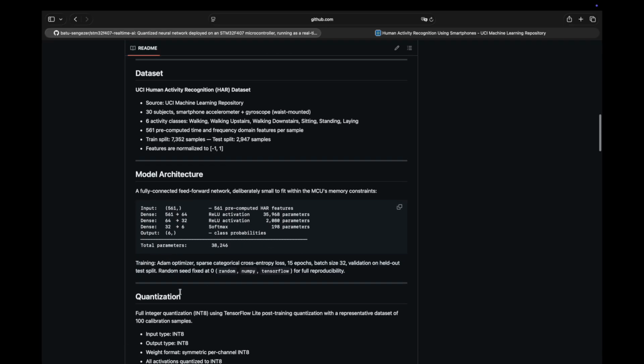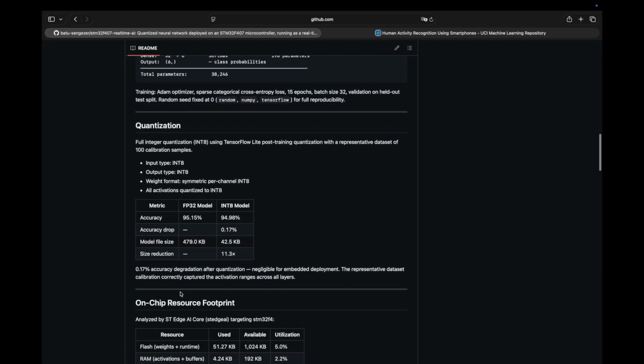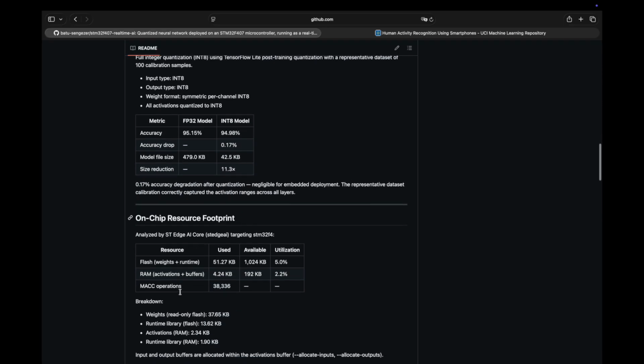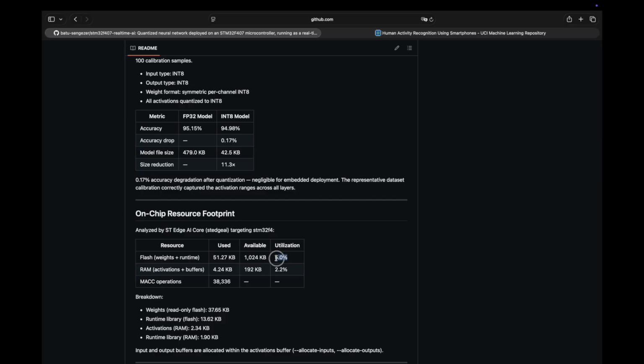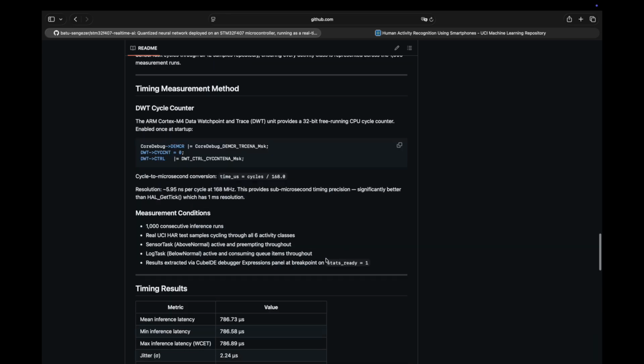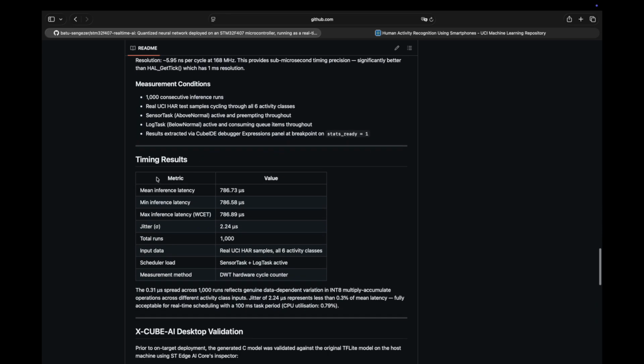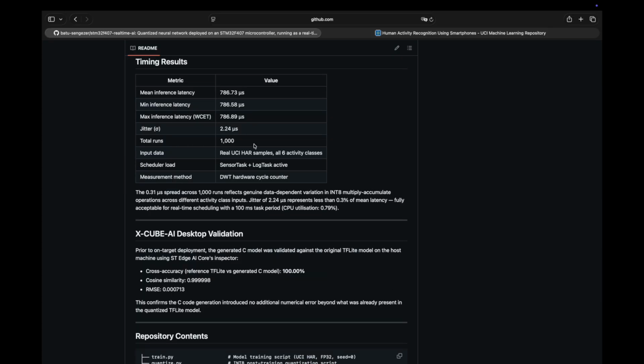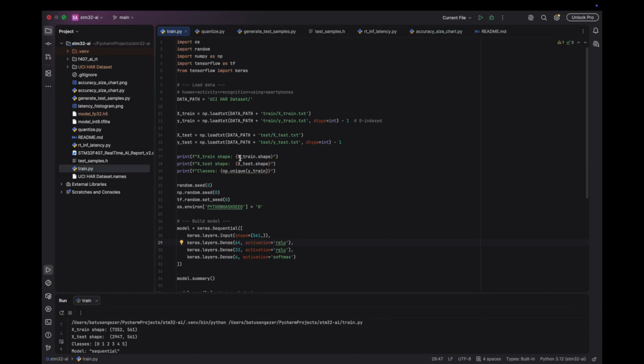So the question I wanted to answer wasn't simply whether the model fits. The memory analysis shows it does comfortably fit on the microcontroller unit. What I was really after in this project is whether inference latency under a preemptive scheduler is deterministic enough to support formal deterministic timing guarantees. This project answers that through hardware measurements. Let's get into the model architecture and training now.